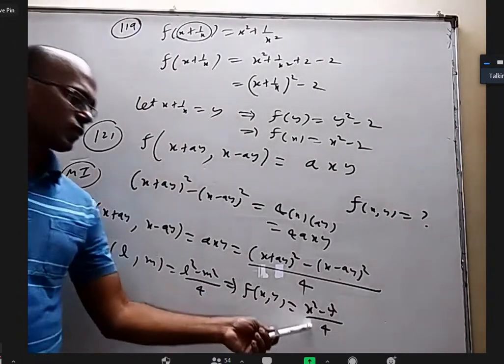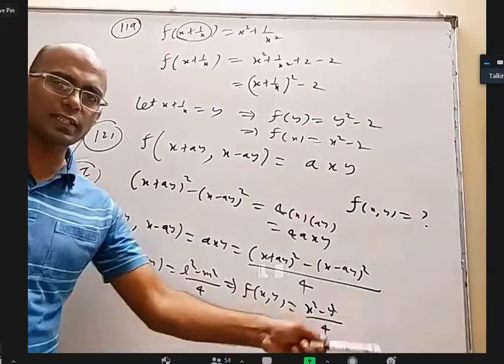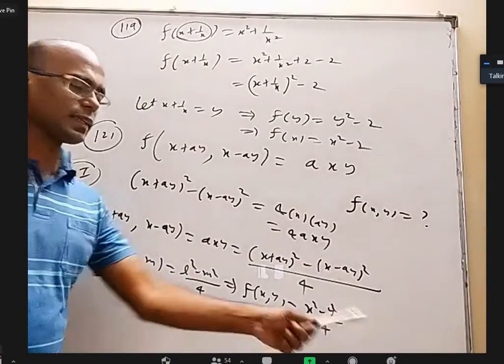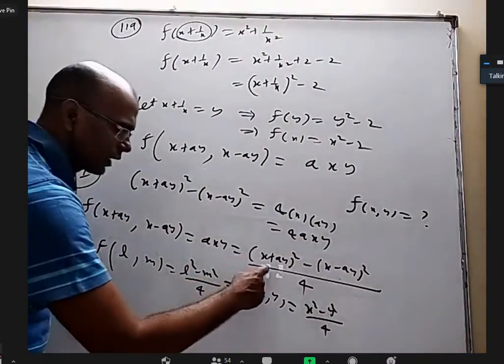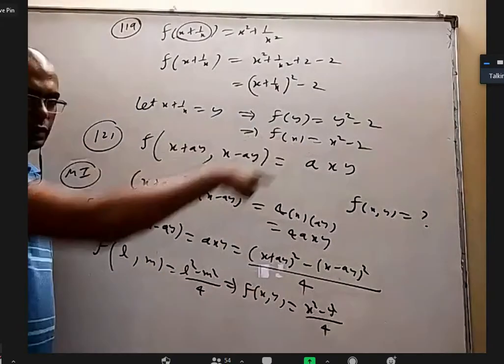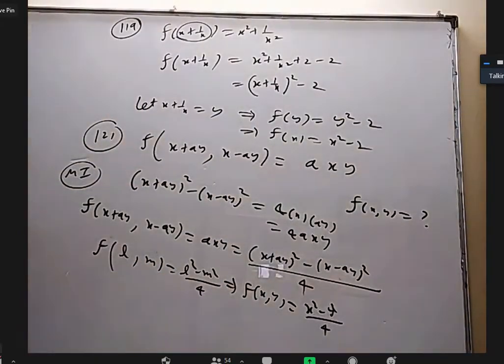Now, what is the advantage with this? If somebody asks me f of 1 comma 2, I can tell just like that. f of 9 comma 3, I can tell just like that. One may say, what if I did not get the idea that when I square and subtract, I'll get this? No problem.